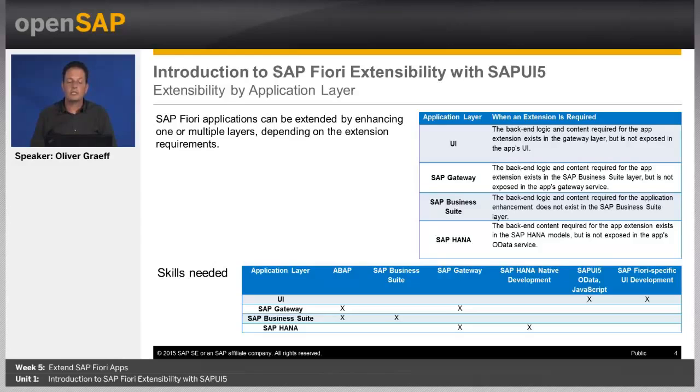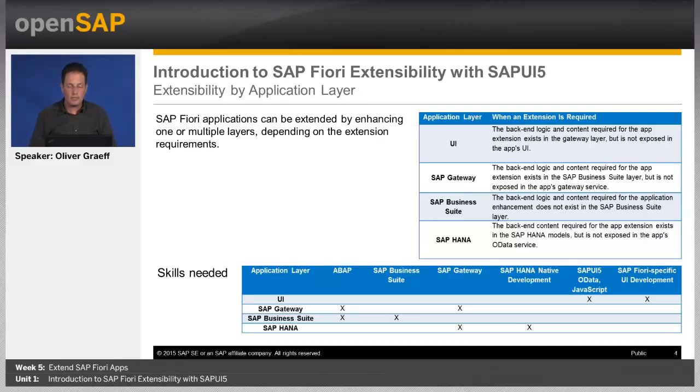Next layer would be the business suite, that is the application layer. Here you're usually in an ABAP system and you might want to add a custom field to that. So you would need to touch ABAP. You might want to add a field to a database table in ABAP and add some business logic to that layer. And in SAP HANA, you have a similar situation. If you want, for example, to have a completely new field, you would want to change the HANA data models and all the related things necessary for that.